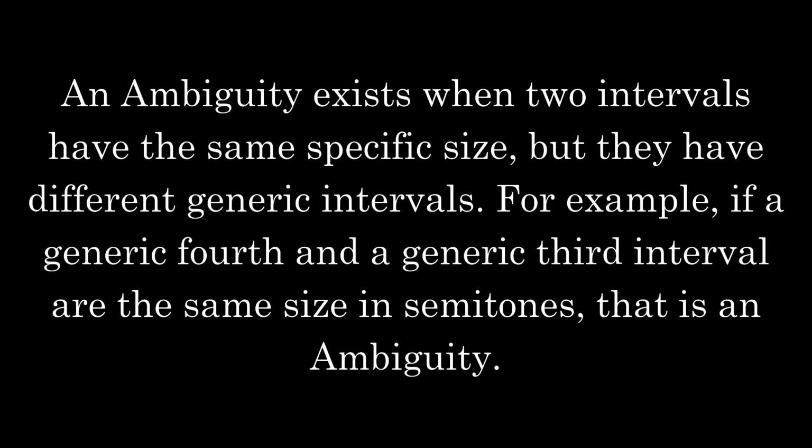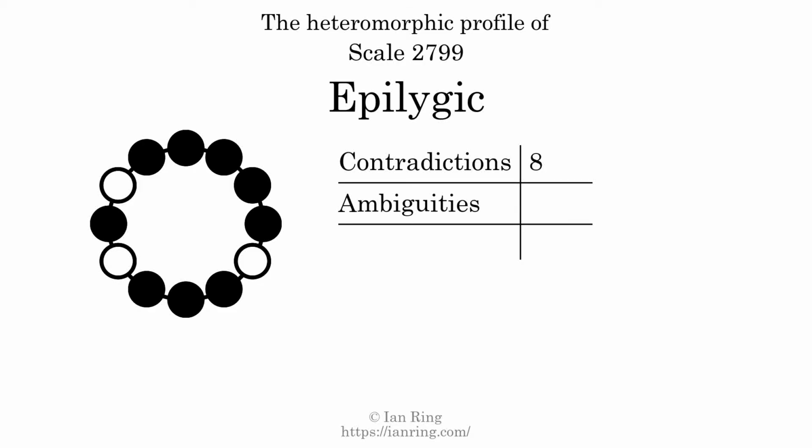An ambiguity exists when 2 intervals have the same specific size, but they have different generic intervals. For example, if a generic fourth and a generic third interval are the same size in semitones, that is an ambiguity. The number of ambiguities in this scale is 94.